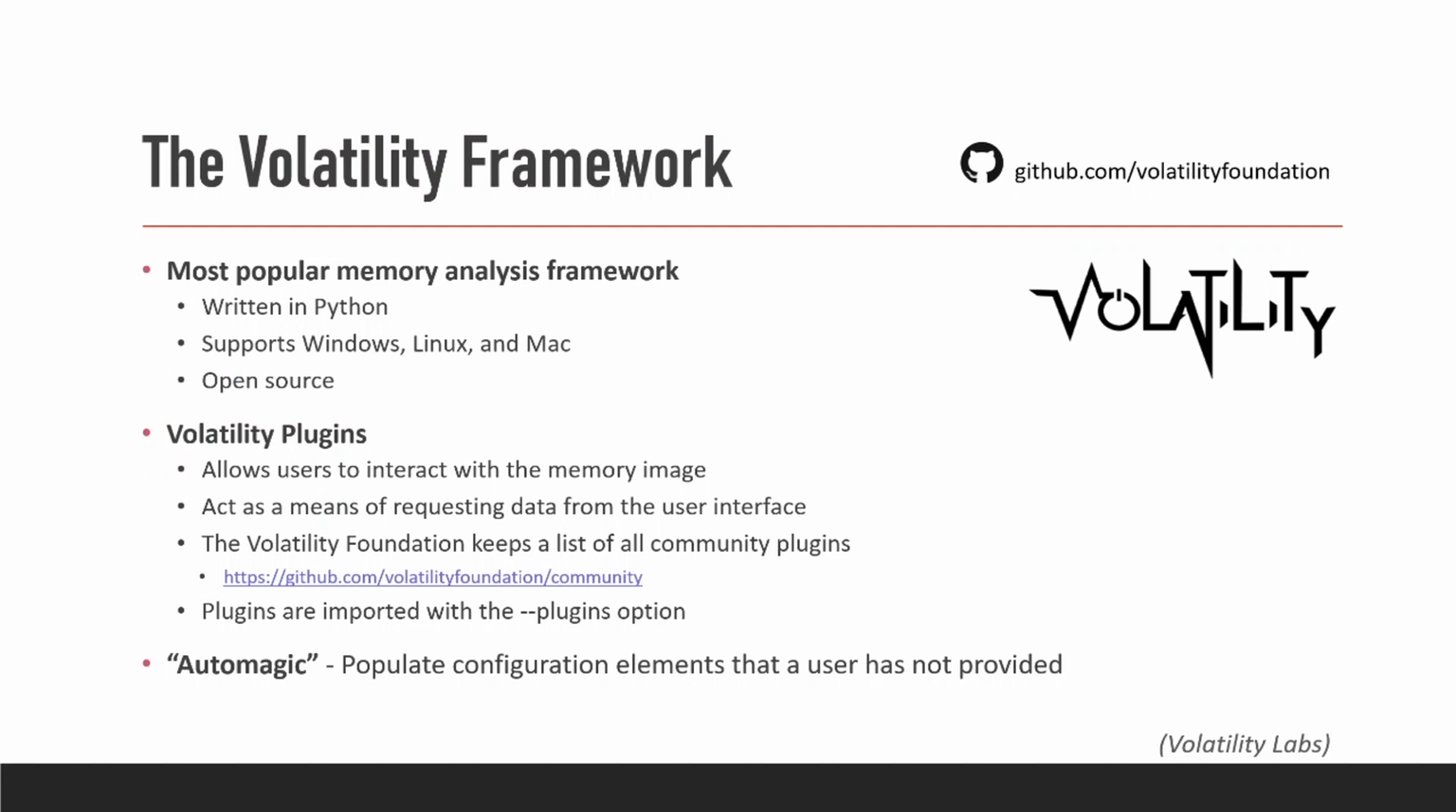The Volatility Framework is one of the most popular memory analysis frameworks. It's written in Python. It supports Linux, Windows, and Mac, and it's open source. Two important parts of Volatility I'll cover here and later in the demo are the plugins, which are used to perform different types of analyses on memory images, such as reading the process list or browser history. Users can also write their own plugins to extend the functionality of Volatility. The other is AutoMagic, which uses pre-existing modules as well as configuration from the memory image to make changes to the context that Volatility will use to analyze the file. In other words, if a user hasn't provided certain elements, it can figure them out and self-populate them independently.